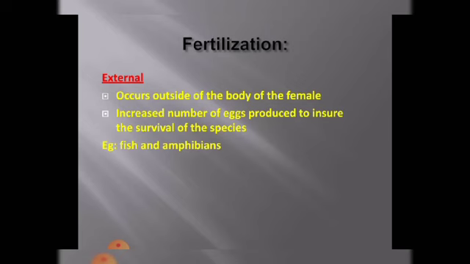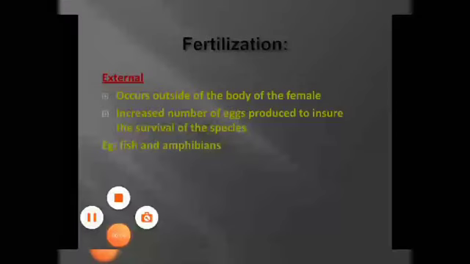So what is external fertilization actually? Fertilization occurs in an aquatic medium, which may be salt water or fresh water, outside the body. Once the female lays the eggs, the male comes and ejaculates or deposits its sperm on the eggs. Then fertilization takes place. This is called external fertilization. The aquatic medium for external fertilization may be either seawater or fresh water.